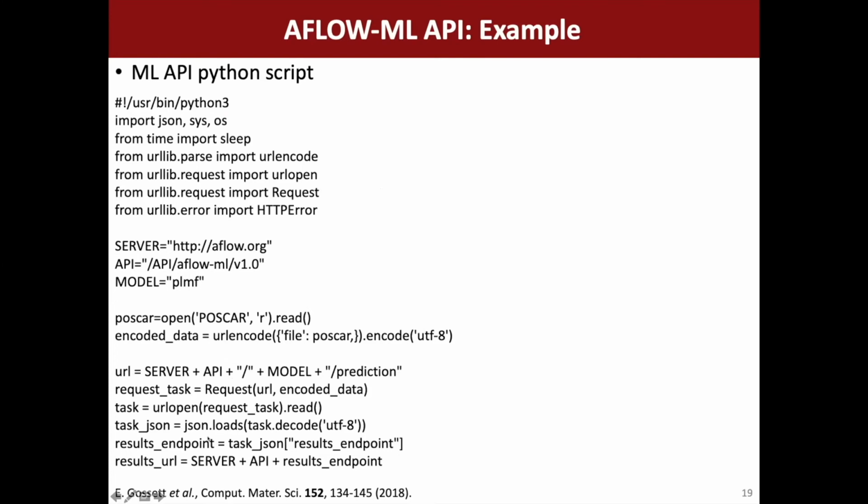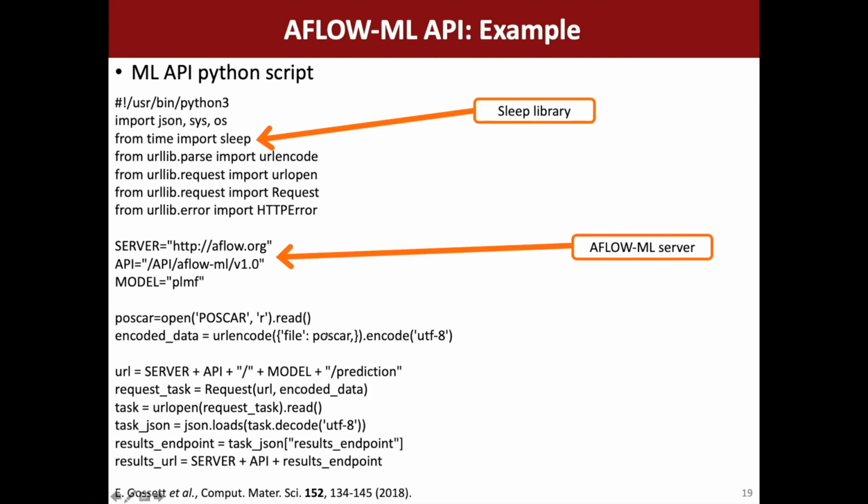But this is a Python script. So this will be inside the Google Colab notebook. What the important details are here is that we have a sleep library. So this allows us to pause and then retry every few seconds until it's actually completed properly. Here's the AFLOW-ML server. So in this case, the server is aflow.org. The API is this one. Again, you can actually leave this versioning information out, and it'll just default to the most recent version. And here we've set the model to be PLMF.